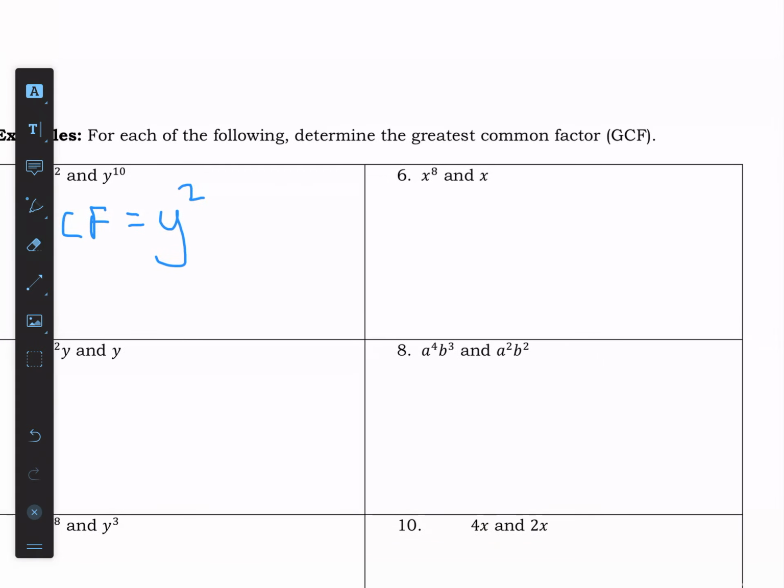Not too bad. Okay, all right, now let's look at number 6, x to the 8th and x. Now, actually, the first thing I want to do on this one is rewrite this with my invisible 1 as my exponent here, just so I see that it has an exponent, because I think sometimes we forget because it's not written in, but it's the invisible 1. So if you look at your two expressions, the lower exponent is going to be x to the 1st. So that is our GCF. You can write x to the 1st, or you can just write x. Okay? So that's your GCF.